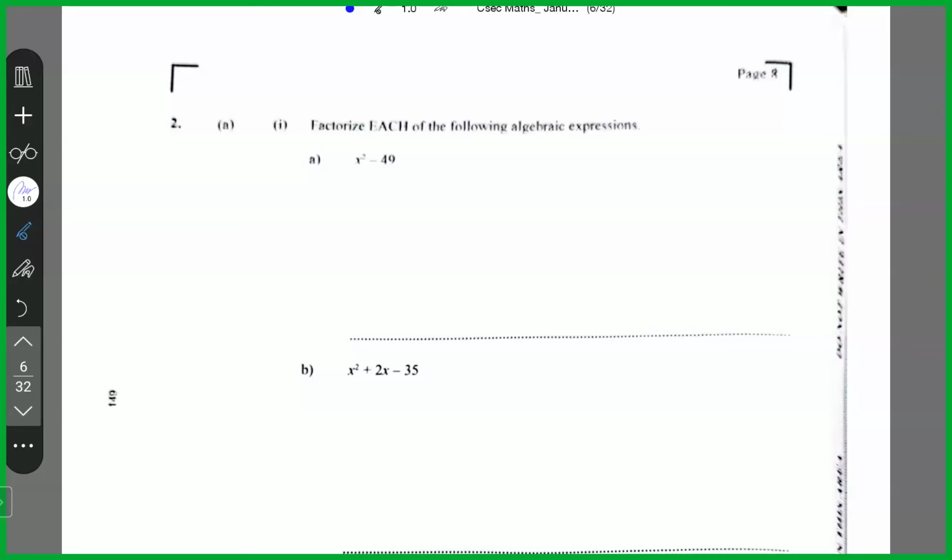All right, so this is January 2025, question number 2A. It says, factorize each of the following algebraic expressions. Part I A is asking us to factorize x squared minus 49. Now, x squared minus 49 is the difference of two squares.